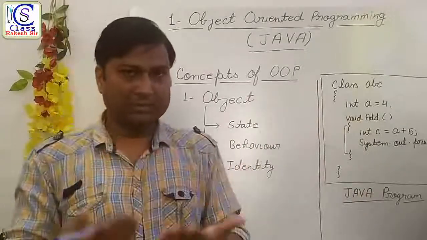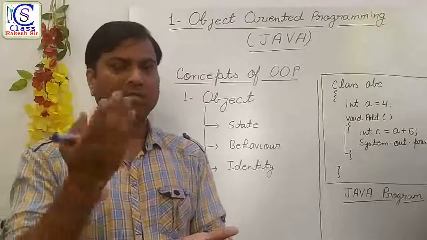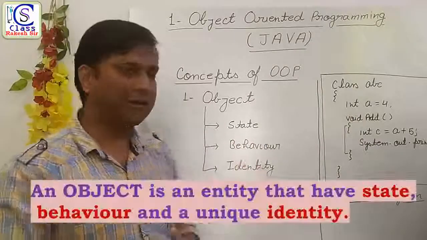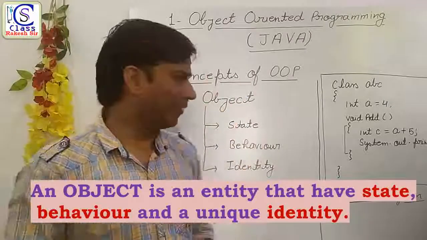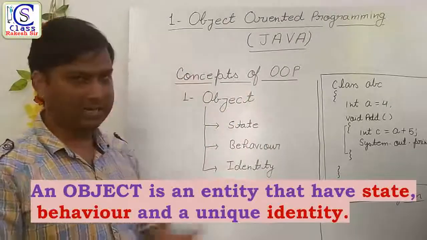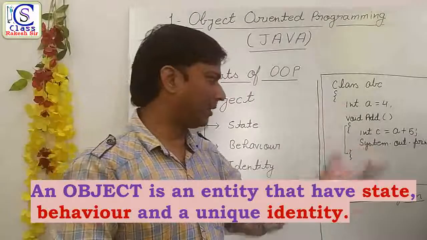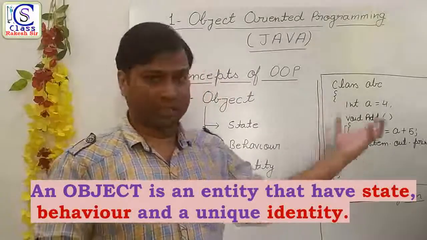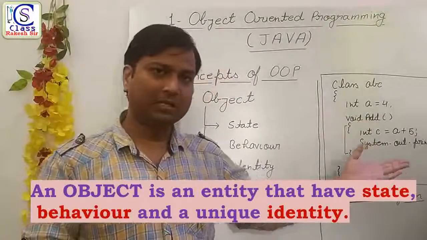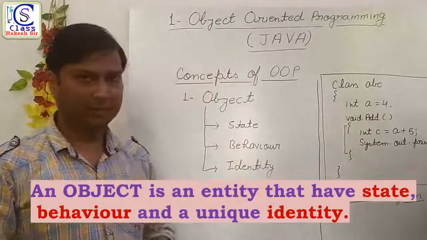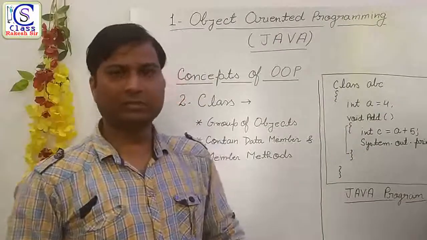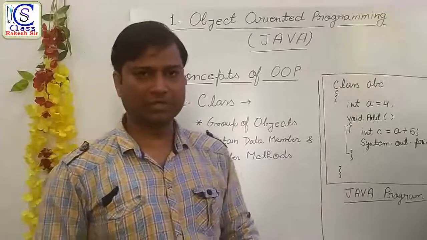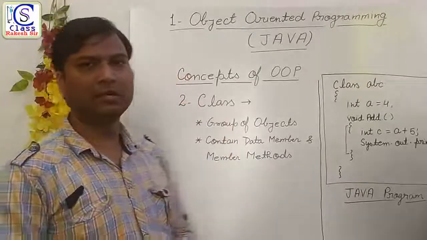Right now I am only explaining what an object is. According to Java, an object is an entity that has three different points: state, behavior and identity. It means in our Java program, when we create an object, that object has three different points. Okay. Now the next concept of object oriented programming is class.